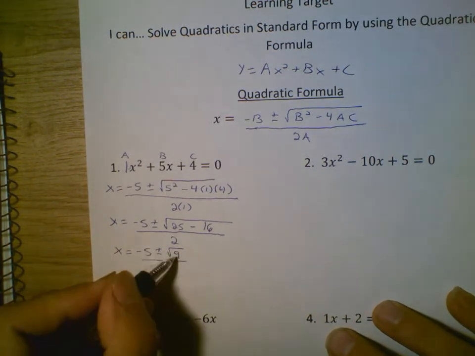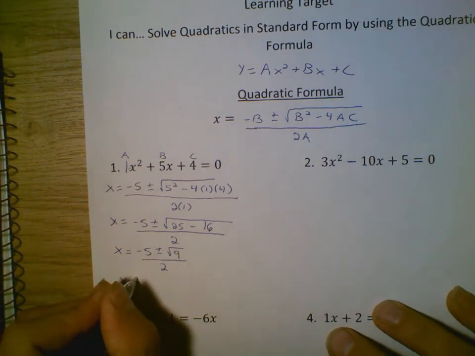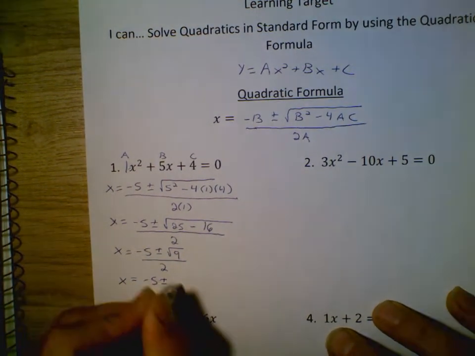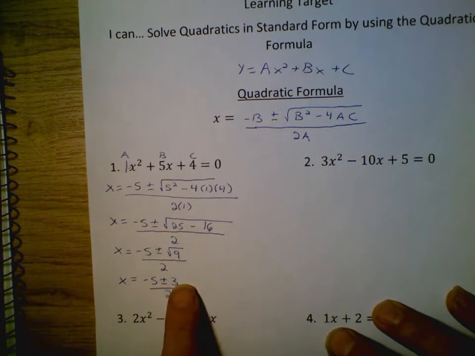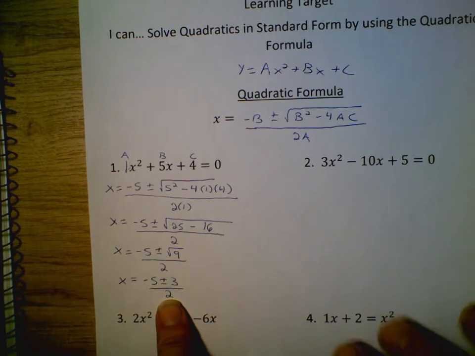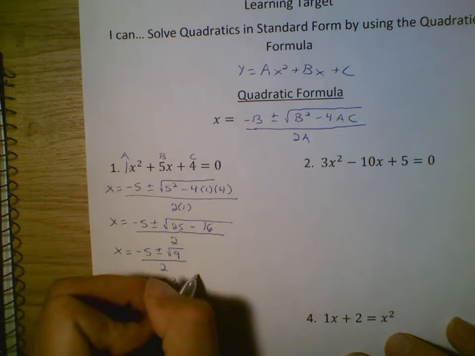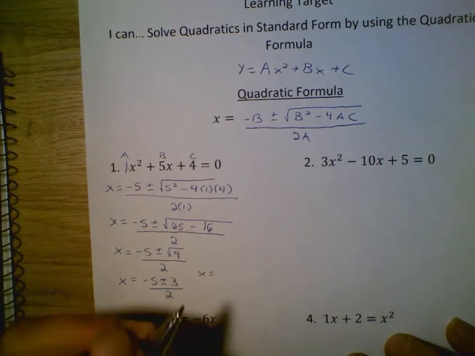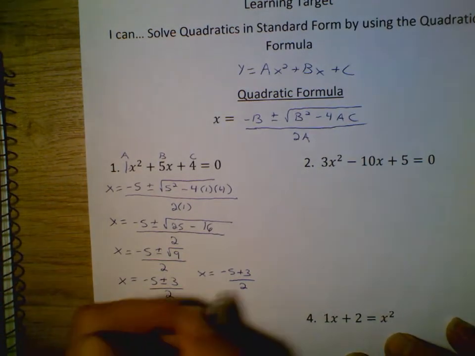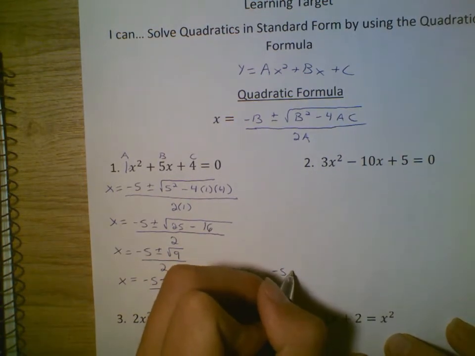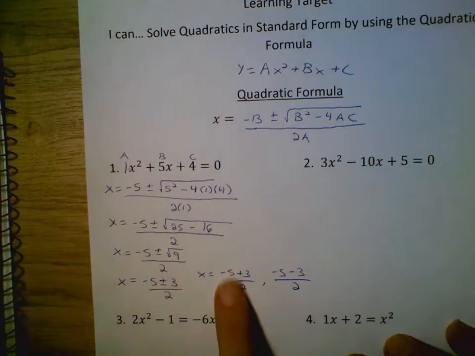And then remember the square root of 9, that's a perfect square. So the square root of 9 is 3. So I get x equals negative 5 plus or minus 3 divided by 2. And then because I have numbers here, I can actually break this apart into two separate answers, one for the positive and one for the negative. So I'll get x equals negative 5 plus 3 divided by 2 and negative 5 minus 3 divided by 2 as two separate answers here.